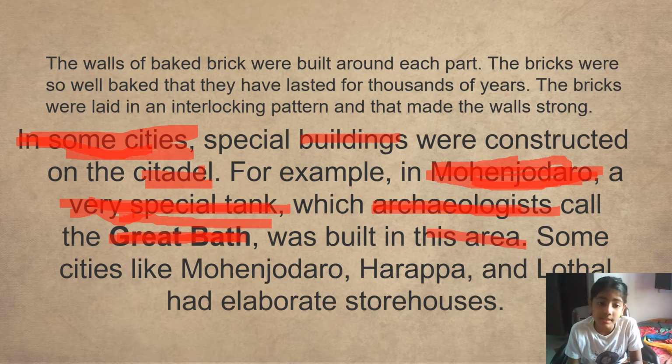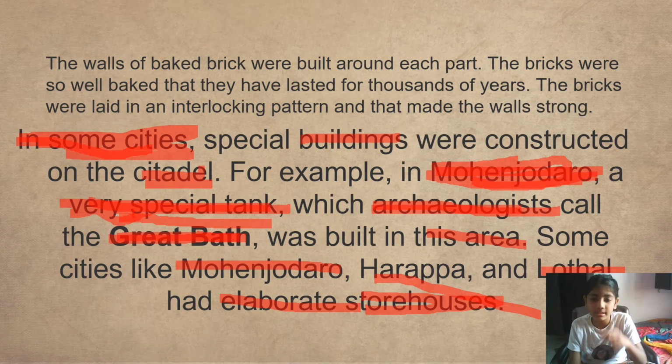Some cities like Mohenjo-daro, Harappa and Lothal had elaborate storehouses. You can see the word Lothal here. Lothal is in Gujarat. They had big storehouses. So this is all about this page.